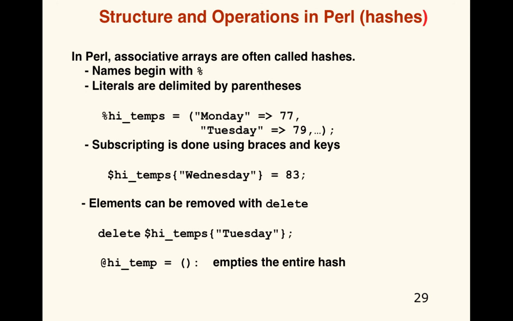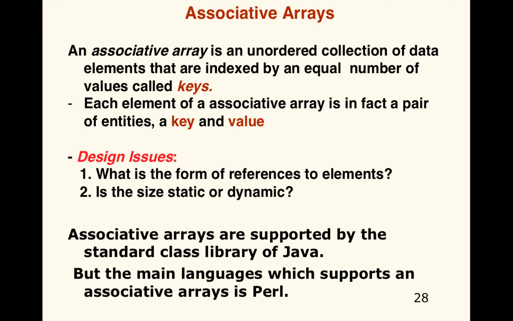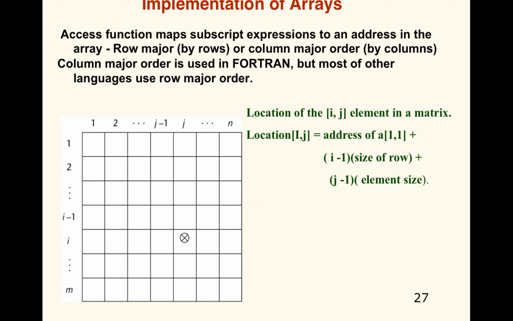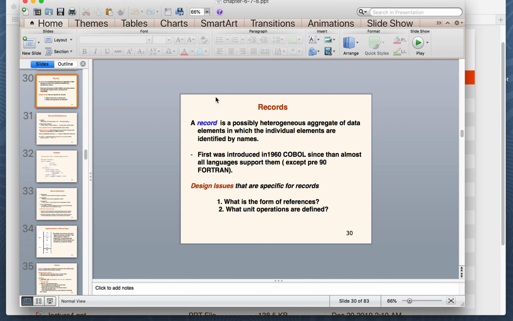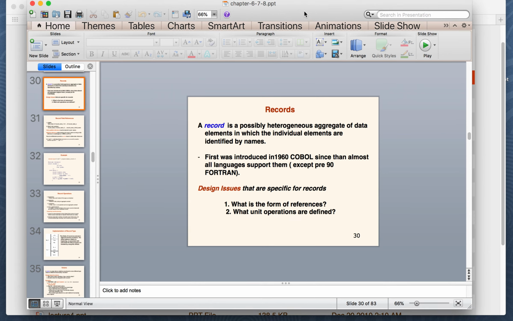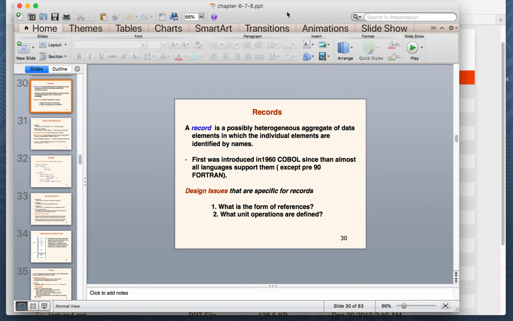Let's see. I'm going to stop here at associative arrays and pick up in the next video, because we've already gone about halfway through this chapter. The next video will start with the concept of records. So this video will end, and part 2 will start with records and go to the end. But records kind of gets into some other concepts that I don't want to cover right now.